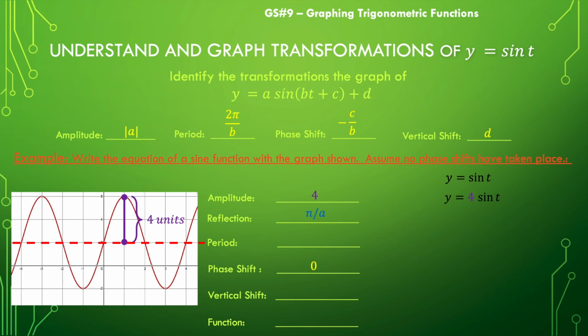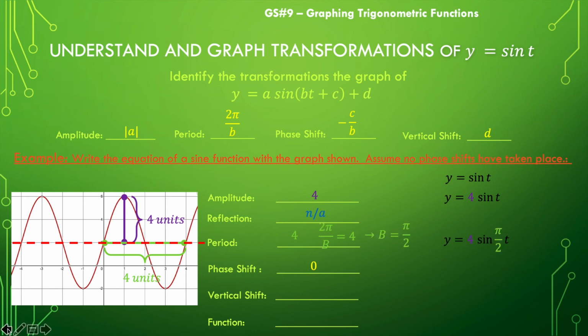How about the period? The length of the period here. Can you see it? Write down what you think it is. You should have gotten 4 units. So that is 1 complete cycle, and we can use that to determine b. 2 pi over b is going to equal 4. So b will equal pi over 2.